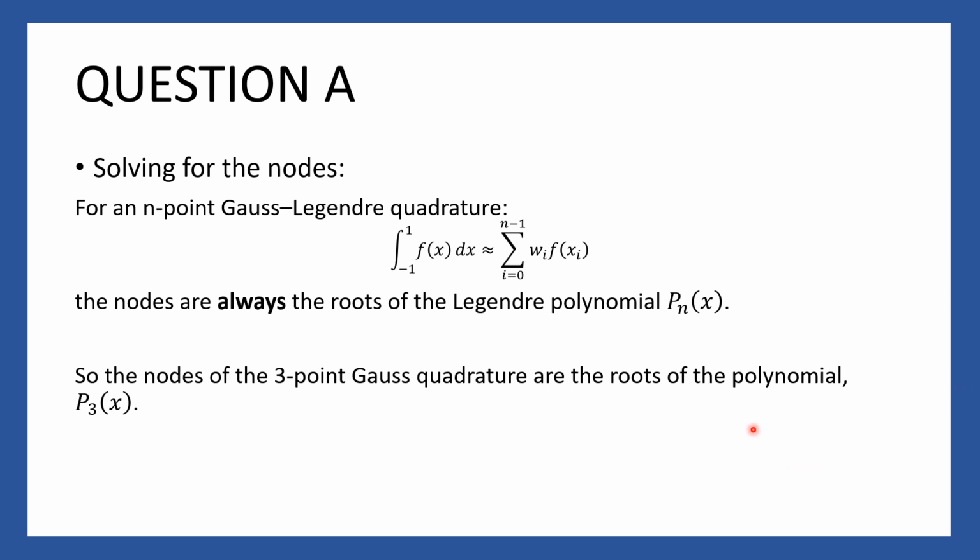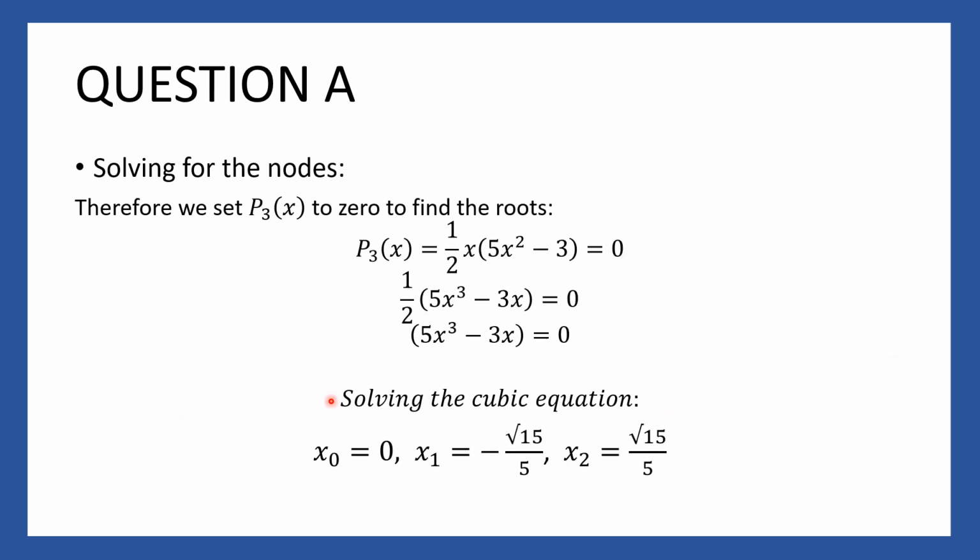So first of all, we start by trying to solve for the x's, which are the nodes. And as mentioned earlier, to solve for the nodes, we use the Legendre polynomial, and we've been given our Legendre polynomial. So as mentioned earlier, the nodes are always the roots of the Legendre polynomial. So we are going to solve for the roots of the Legendre polynomial P3 of x, so that we can find the nodes that we need to write the Gauss quadrature rule.